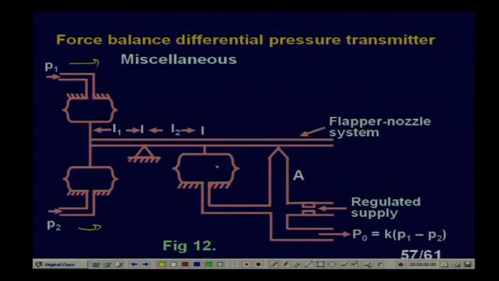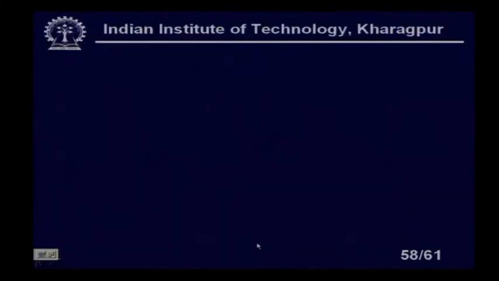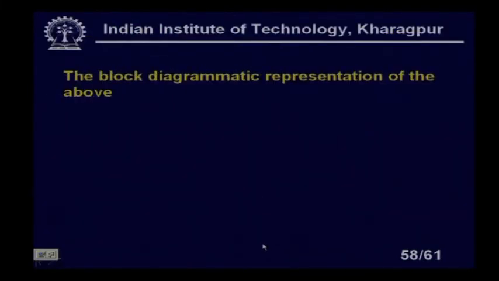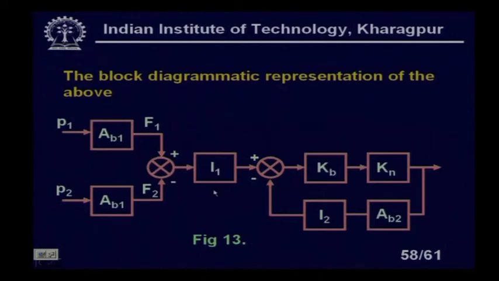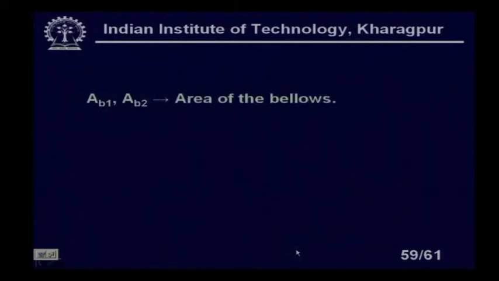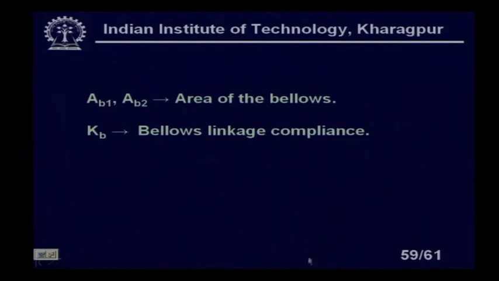You can see there is another component here, a feedback bellows we have used. Please note, this is the feedback bellows. If I draw the block diagram, it looks like this. The two pressures from upstream and downstream come here and are combined. We give the relation like this, where AB1 and AB2 are the areas of the bellows, KB the bellows linkage compliance, and KN the flapper nozzle constant.